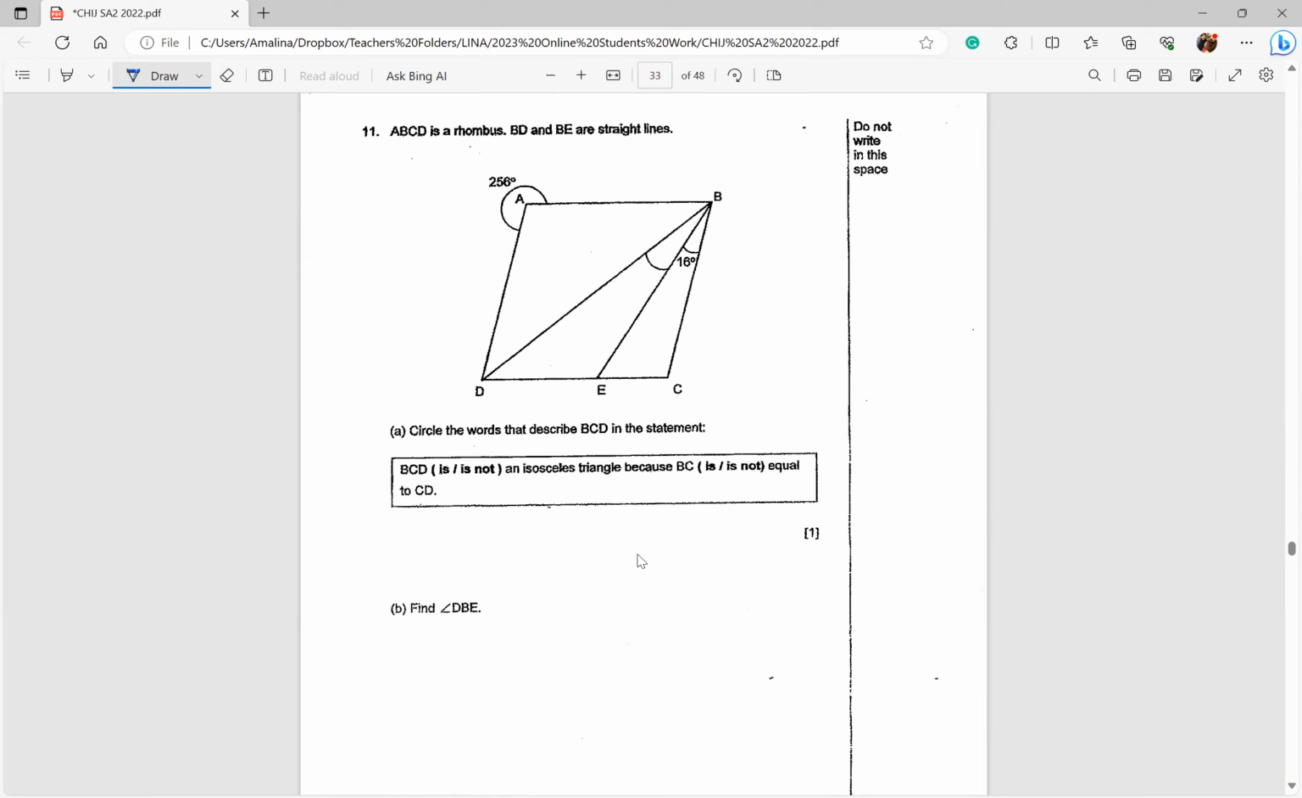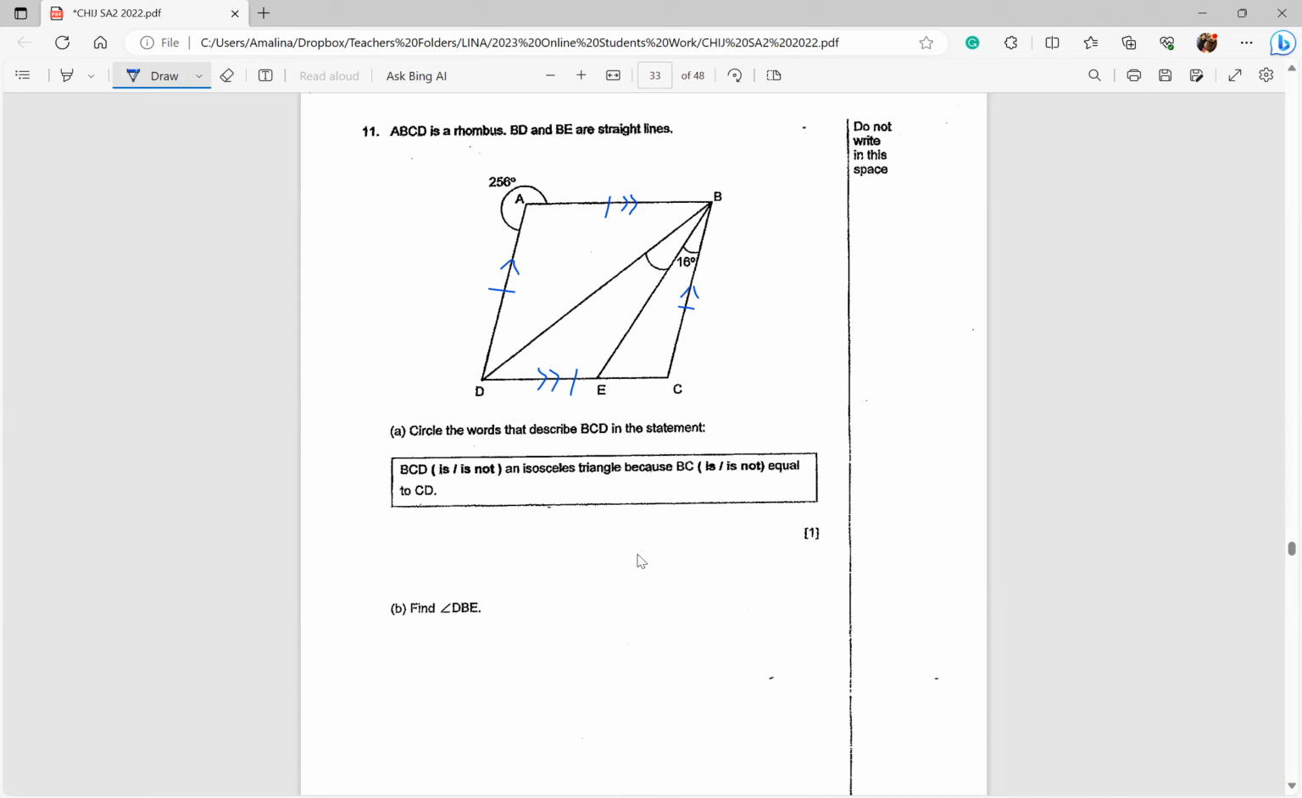Now, part A, circle the words that describe BCD in the statement. If you're given a rhombus, it means all four sides are equivalent. So you can draw in your sides. And these lines, they are parallel to each other. So you can draw in your arrows as well.